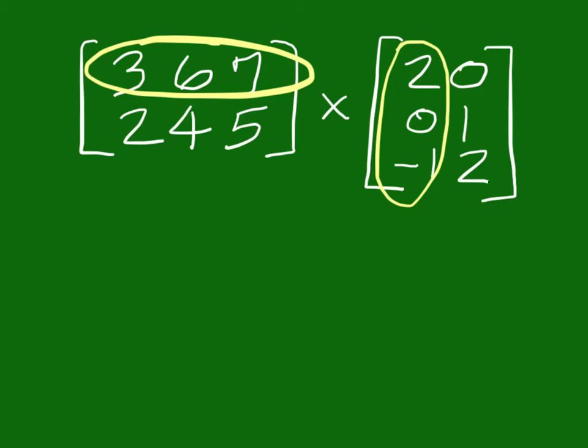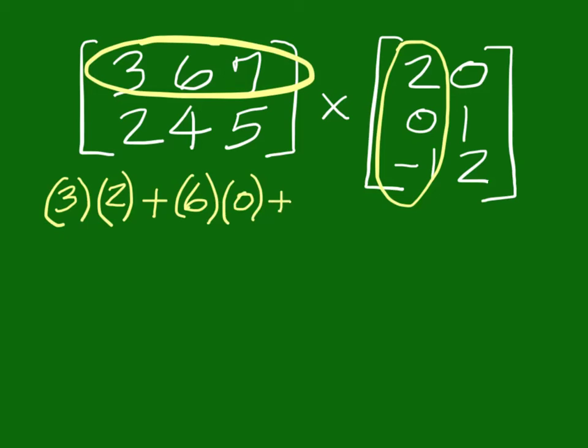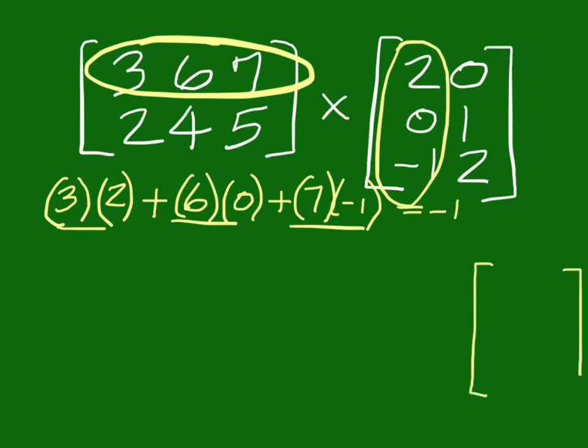For this to start off with, you would have 3 times what? 2. And then plus 6 times what? And then what 2 do I multiply together? 7 and negative 1. So that would be a 6, 0, negative 7. 6 and negative 7 would be negative 1. So we have to find a place to put our answer here somewhere. So we'll do this for a start. And that's negative 1 because it was row 1, column 1 that we multiplied together.